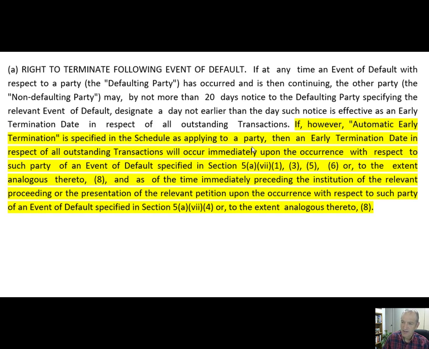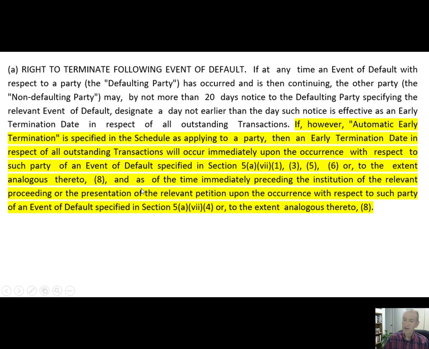And so here I come to this section, and just look at the wording here. If, however, automatic early termination is specified in the schedule as applying to a party, then an early termination date in respect of all outstanding transactions will occur immediately upon the occurrence with respect to such party of an event of default specified in these sections, or to the extent analogous thereto. I hate that legal kind of language. And as of the time immediately preceding the institution of the relevant proceeding or the presentation of the relevant petition upon the occurrence with respect to such party, an event of default specified in this section, or to the extent analogous thereto. So first of all, I got to go look at all of these sections, which are all worded like this, and I got to figure that out.